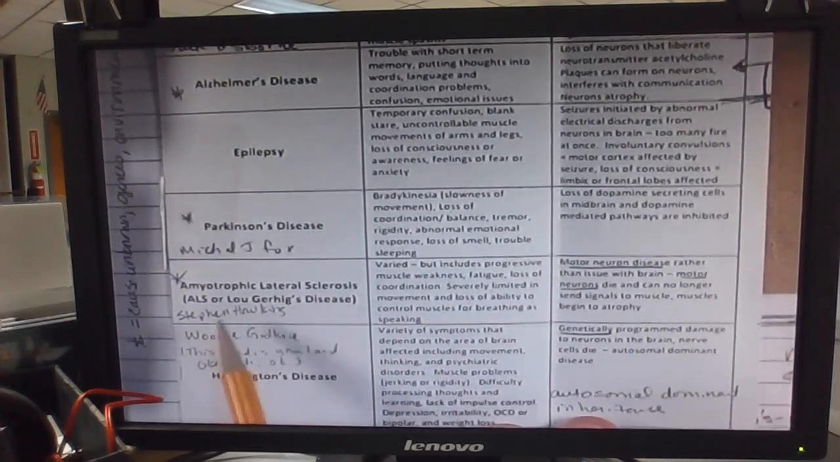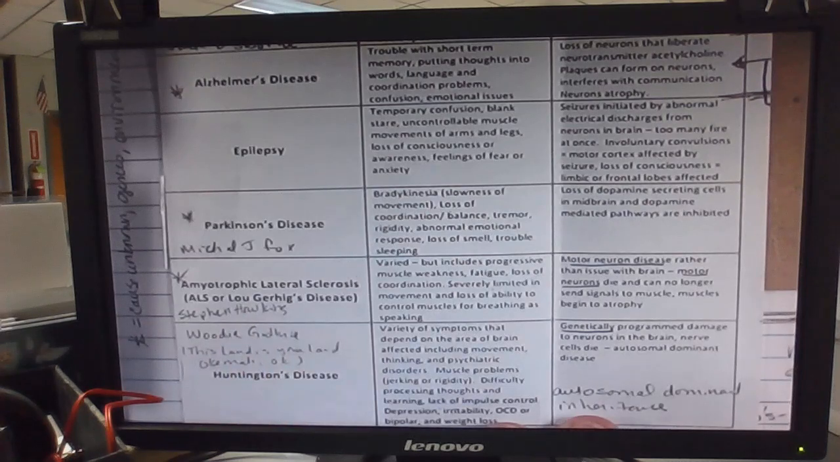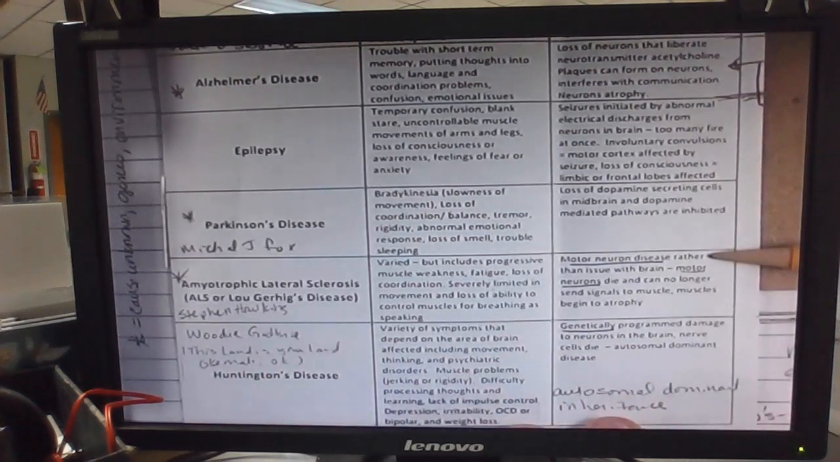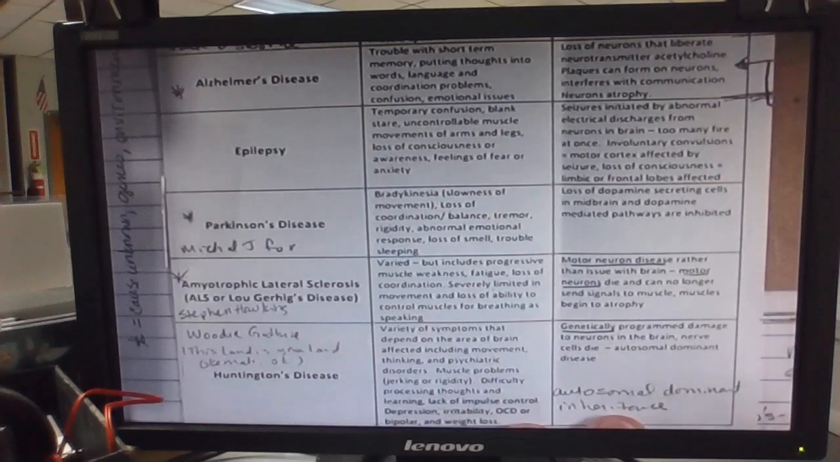ALS, Lou Gehrig's disease. Stephen Hawking is a famous person you might know of, the guy in the wheelchair. He had ALS, and he actually lived a lot longer than they expected him to. So this is a motor neuron disease rather than an issue with the brain. The motor neurons die and can no longer send signals to the muscle, so the muscles begin to atrophy or wear away. So in multiple sclerosis the myelin sheath is destroyed. In ALS, the motor neurons themselves are destroyed.